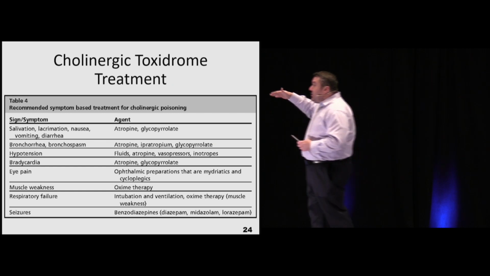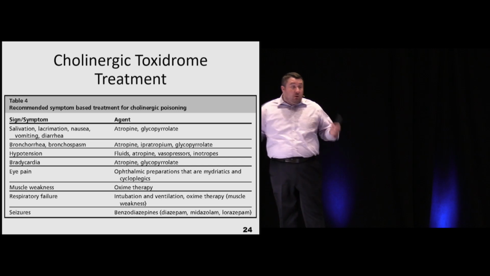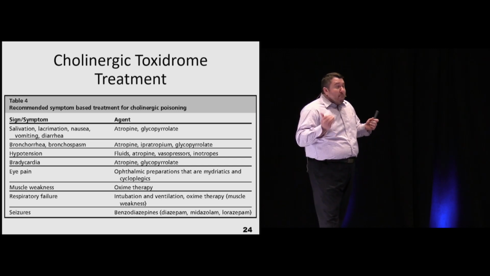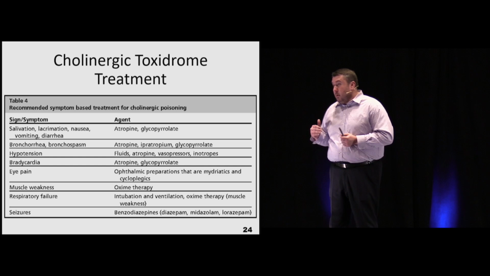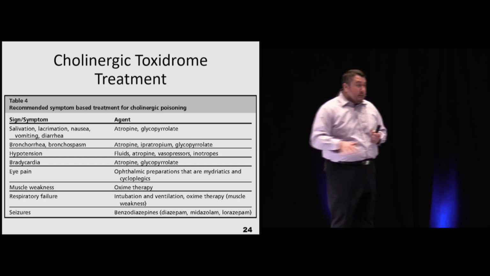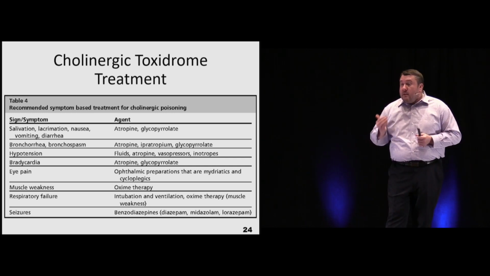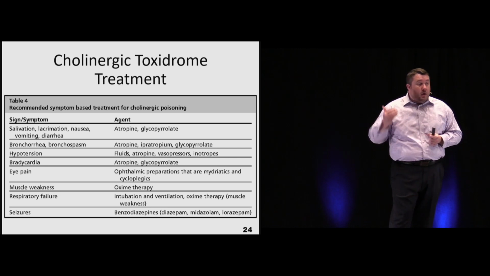So our first-line agent is usually an anticholinergic like atropine. That's going to help address all these cholinergic symptoms. It buys us some time because they're having all this bronchorrhea, all this salivation, this bradycardia. We're going to buy us some time with atropine. There is no max dose here. You will give them every purple box you have.